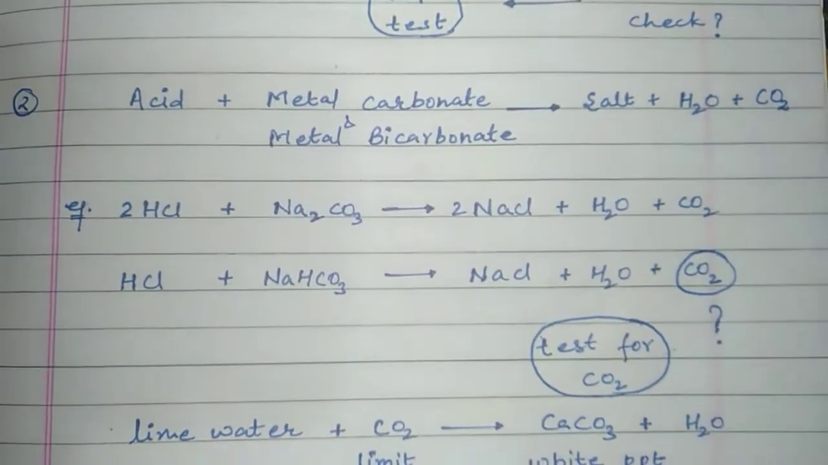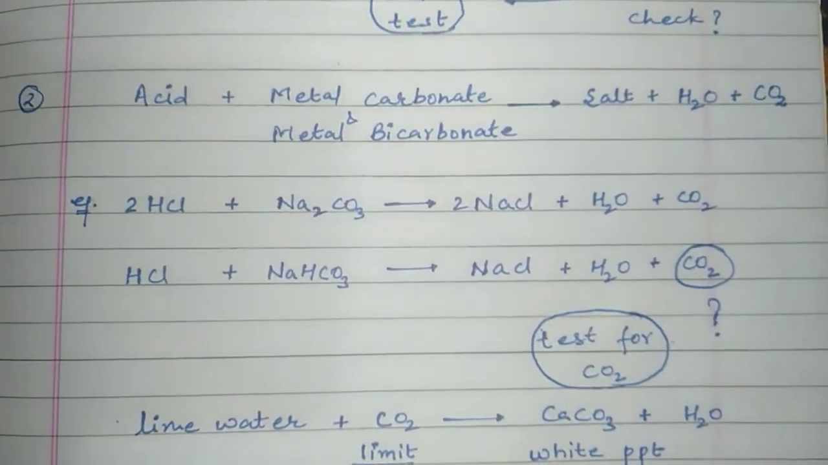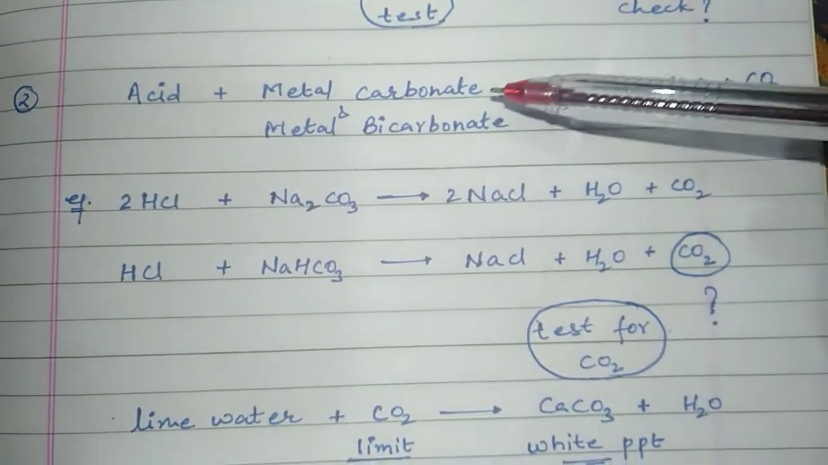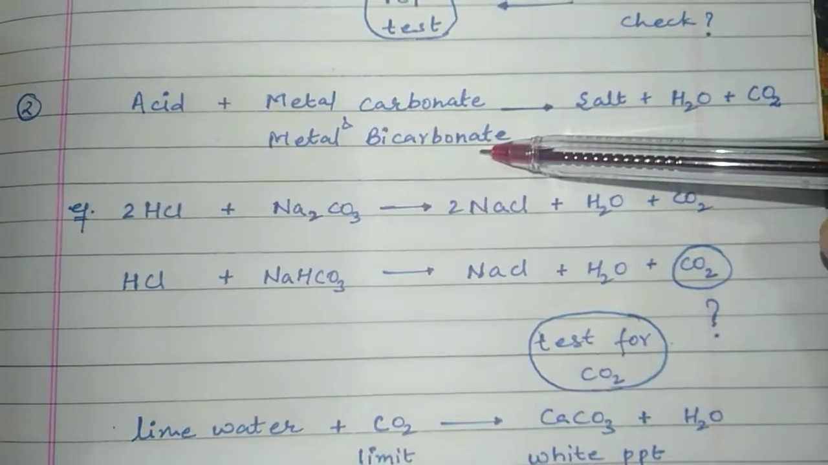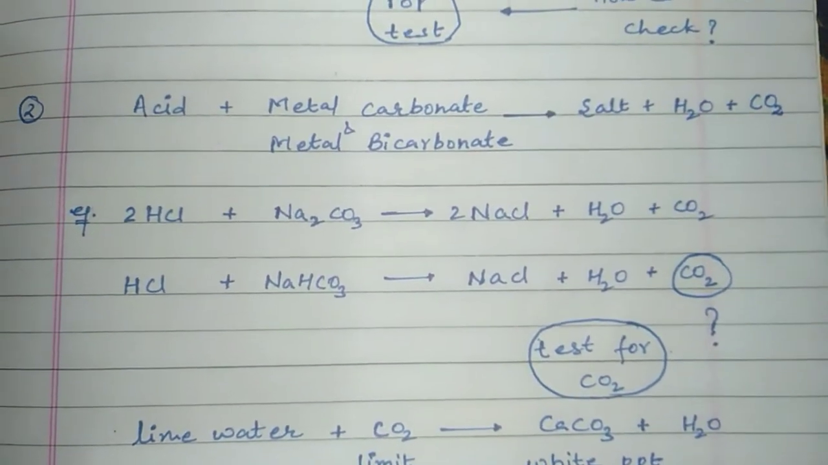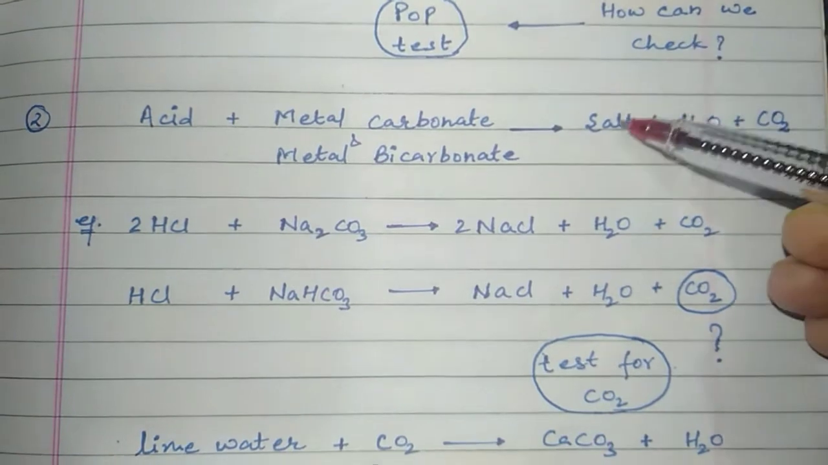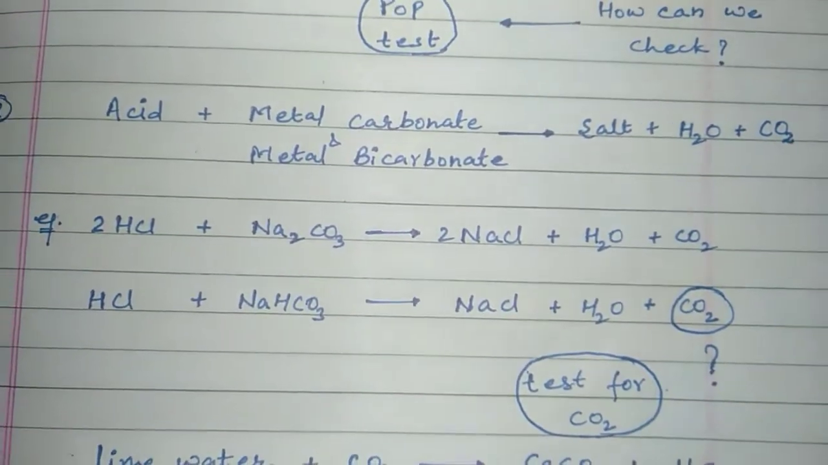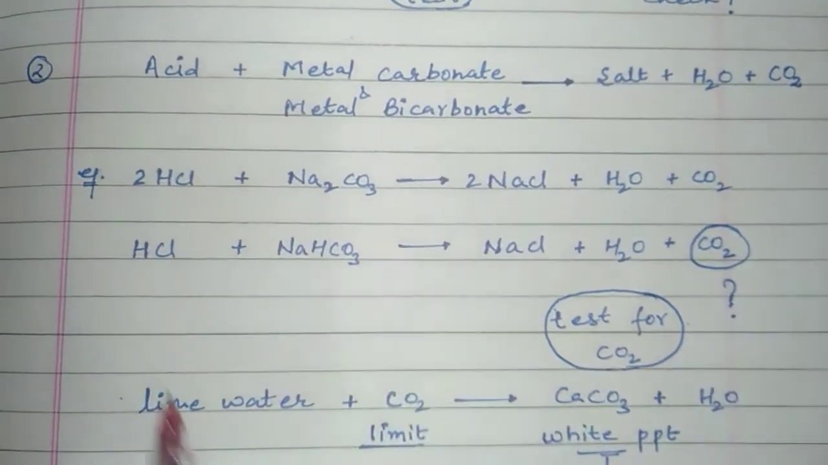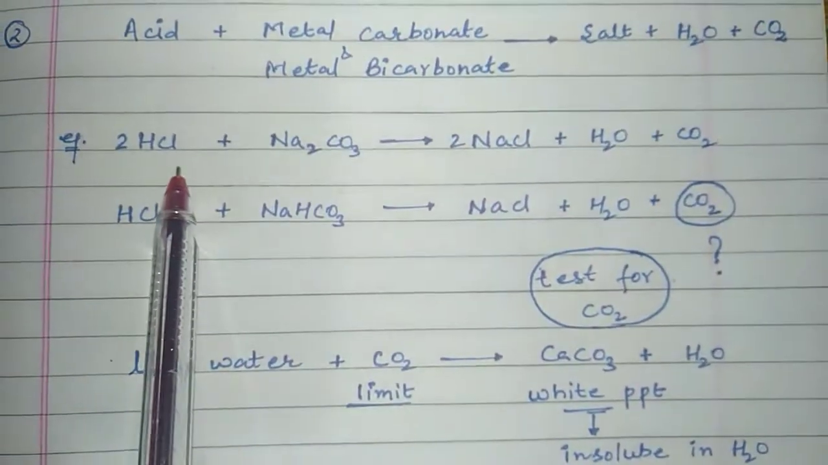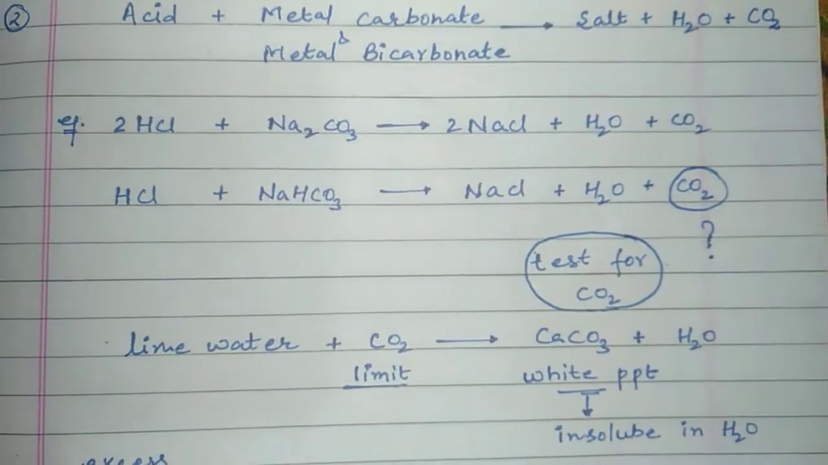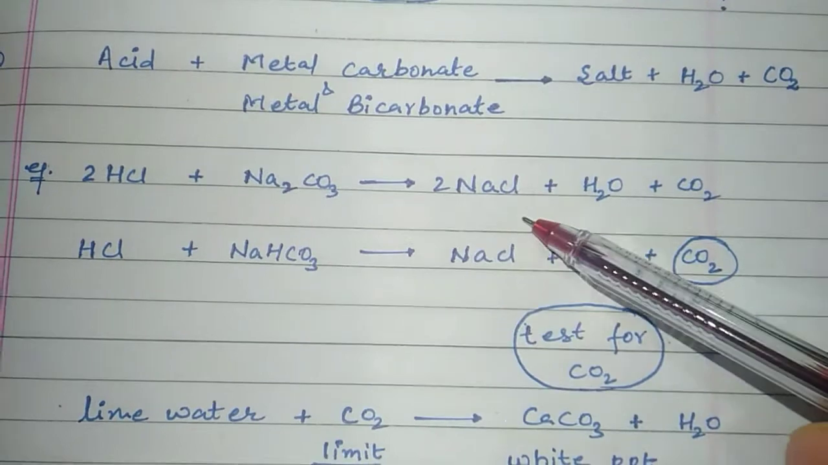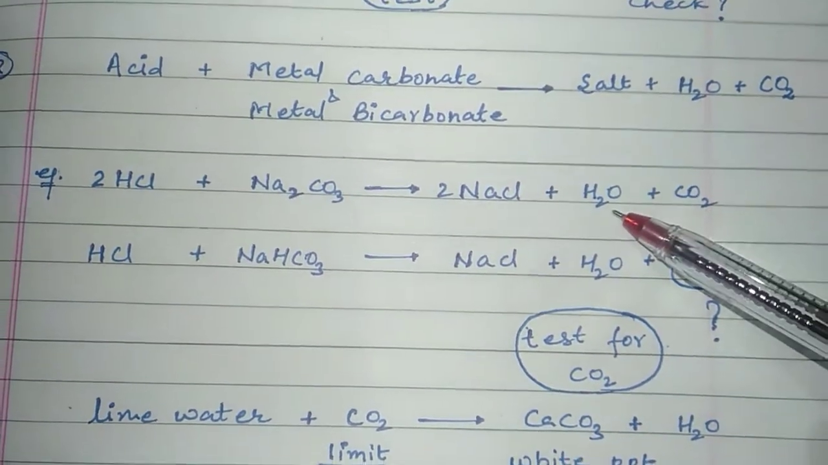So students, here we are going to discuss the second property, that is, acid reacting with metal carbonate and metal bicarbonate. Any metal carbonate or metal bicarbonate reacts with the acid and produces salt, water and CO2. Yes, so here I have given an example on the screen. You can see HCl is reacting with the metal carbonate salt and producing salt, water and CO2.